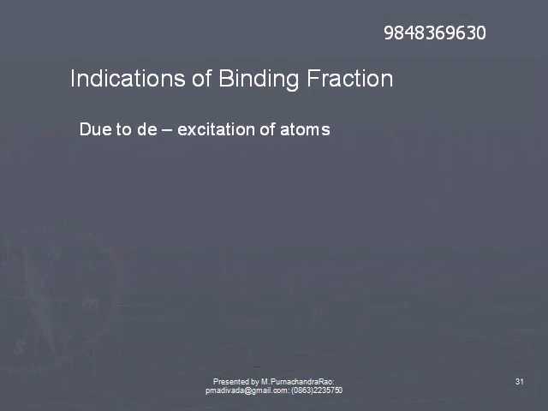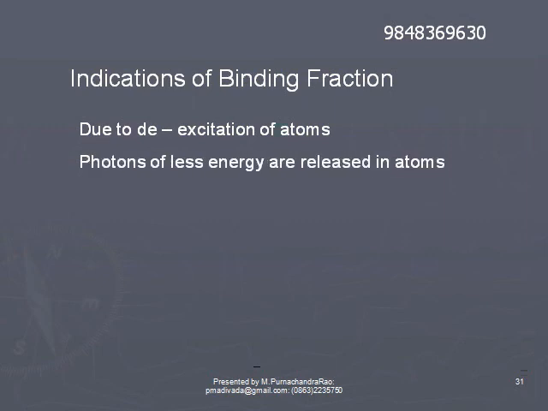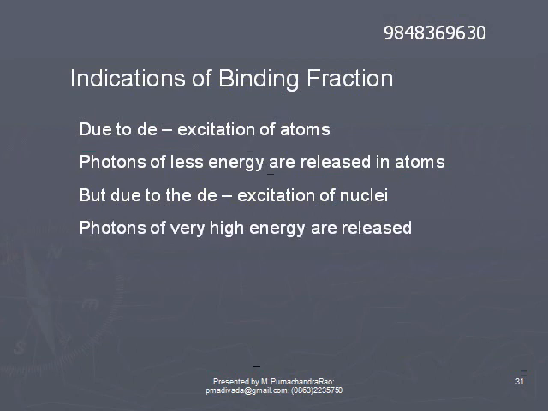Due to the de-excitation of atoms, less energetic photons are emitted. But in the case of nuclear de-excitation, the energy is very high. It is so high that gamma radiation is emitted. Highly energetic gamma radiation is emitted from the nucleus due to its de-excitation.